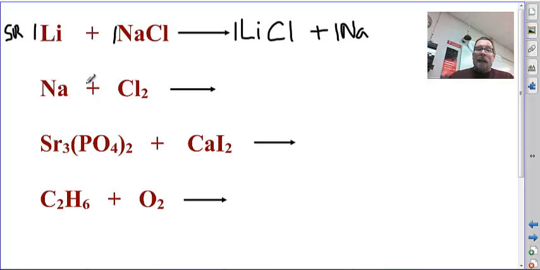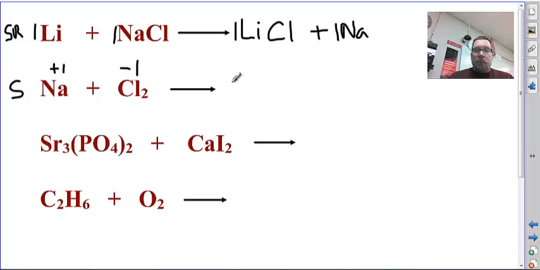Okay. Now here I have 2 elements. I'm going to say that that's a synthesis reaction because the only thing you can do with these 2 elements is put them together to create a compound. And again, I might want to just double check and remember that sodium, when it does form an ion, is going to be +1. Chlorine, when it does form an ion, is going to be a -1.